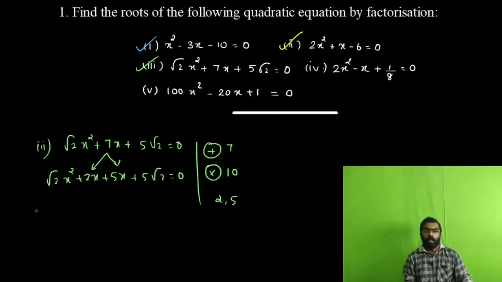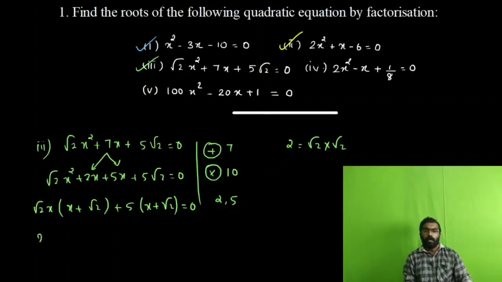Now we can take root 2 x from the first two terms. We know 2 can be written as root 2 into root 2. So among this term we can take one root 2 out. So what we get is x plus root 2. The next two terms, 5 is common. So 5 into x plus root 2 is equal to 0. Overall x plus root 2 is common. So x plus root 2 into root 2 x plus 5 is equal to 0.